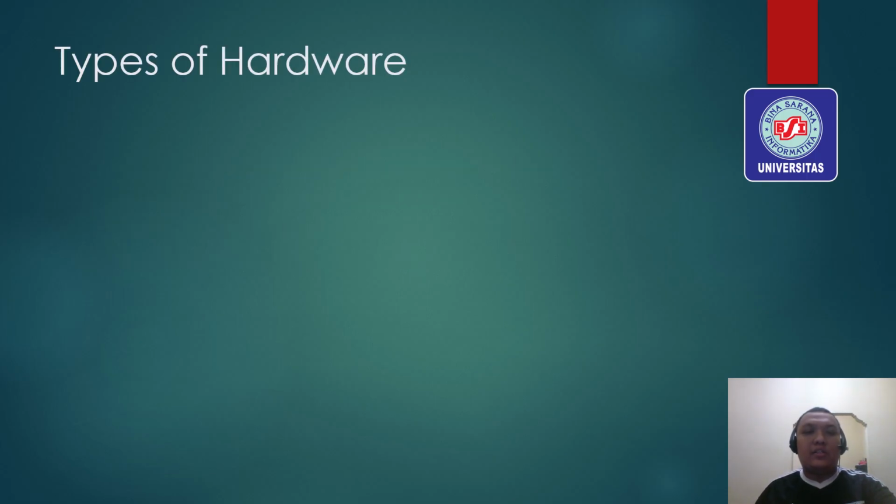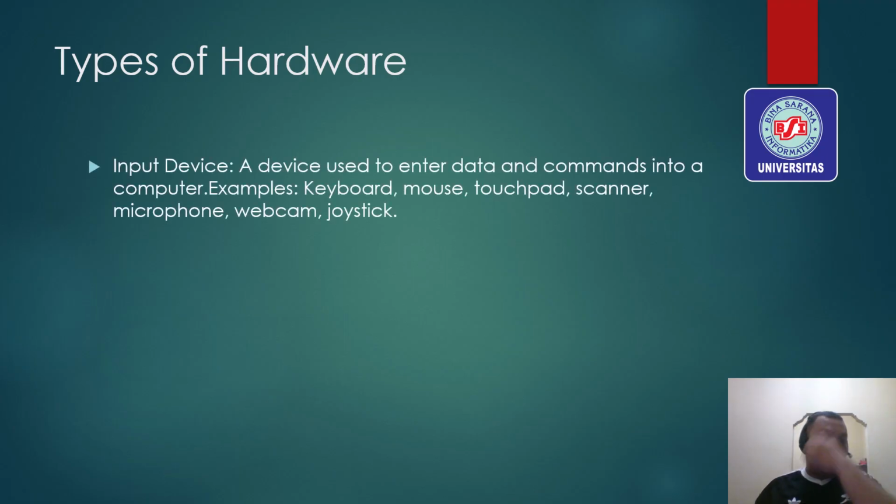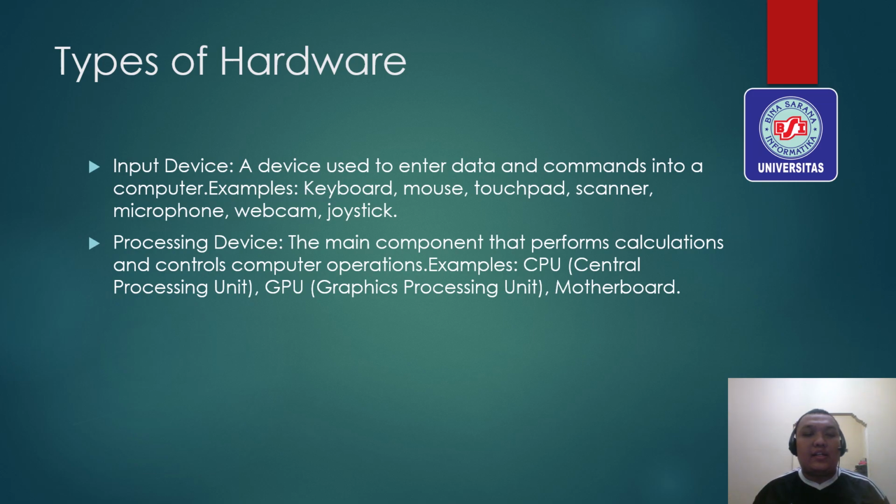Next, the types of hardware. First is the input device. It is a device used to enter data and commands into a computer. Examples, like I said, are this mouse, touchpad, scanner, microphone, webcam, and joystick. The second is the processing device, the main component that performs calculation and controls the computer's operation. Examples are the CPU or central processing unit, GPU or graphic processing unit, and motherboard.